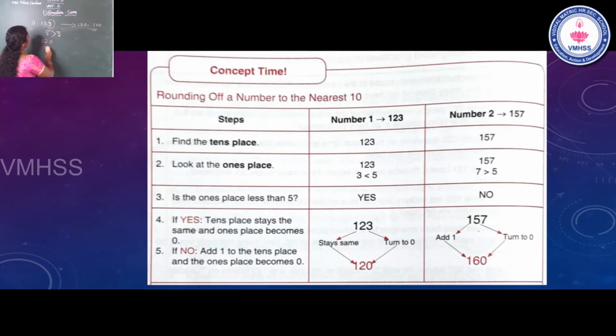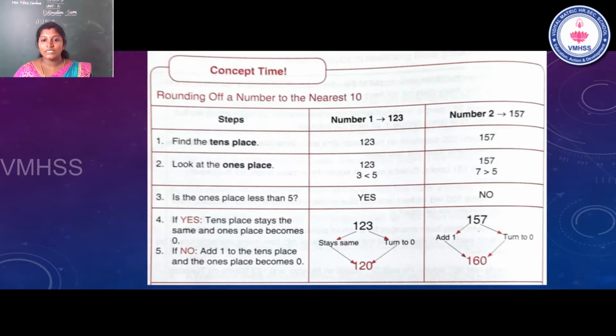Okay. So, next number. What is the next number? See right side. Second number. Very good. 157. Okay. See the slide, ma'am. Find the tens place first. What is the tens place value? 5. Very good.